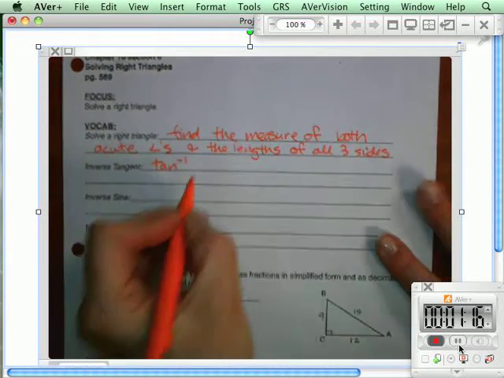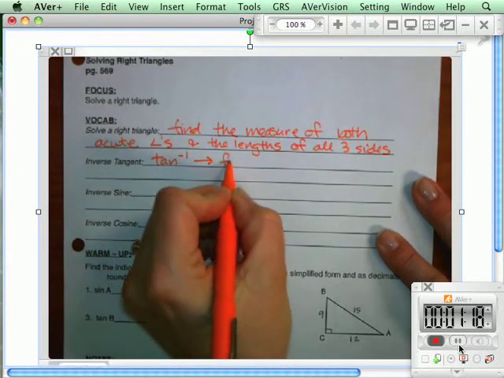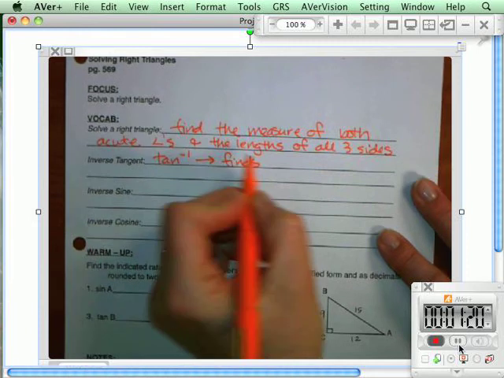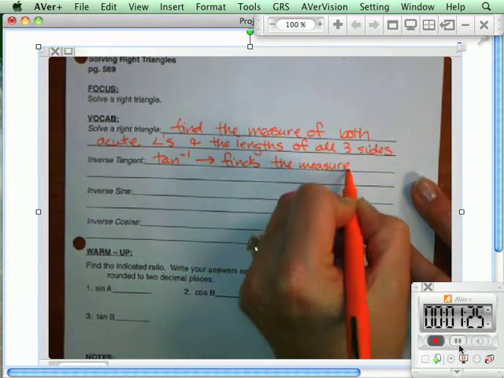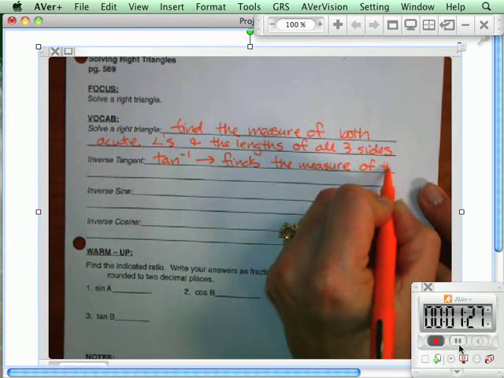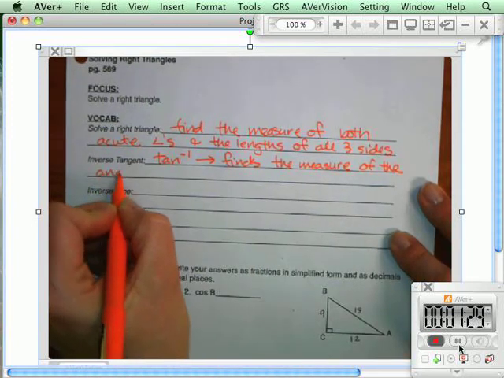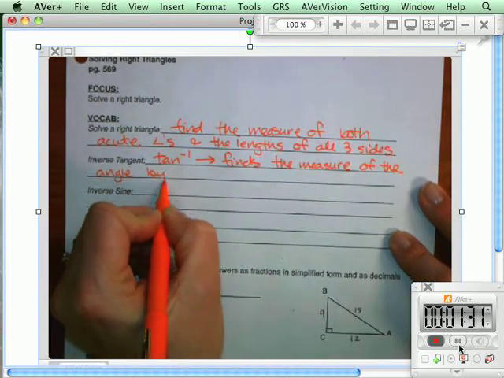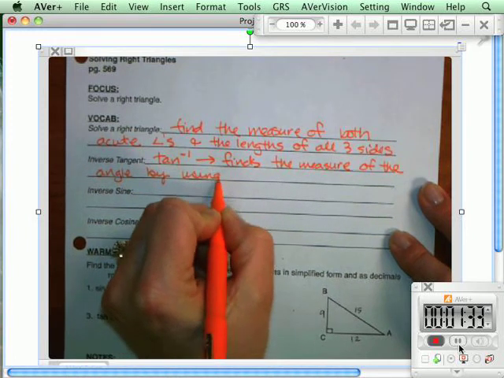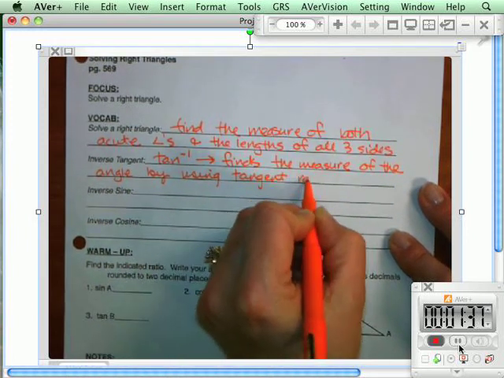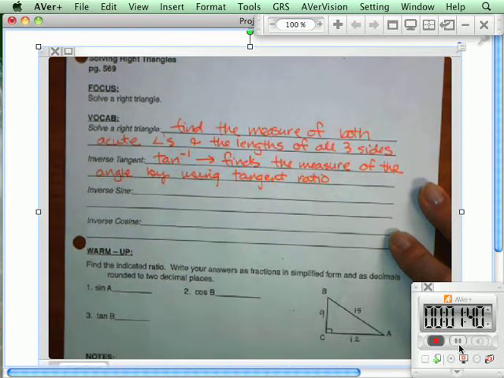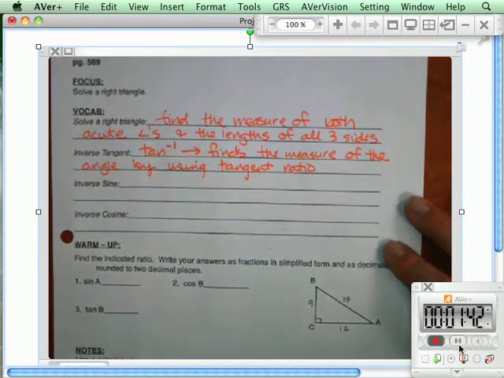It finds the measure of the angle, actually how big the angle is, by using the tangent ratio. Finds the measure of the angle by using the tangent ratio.